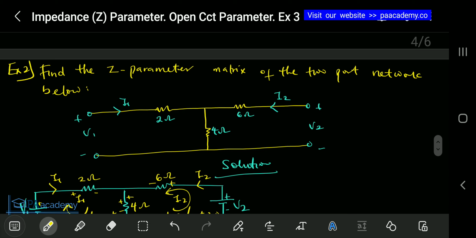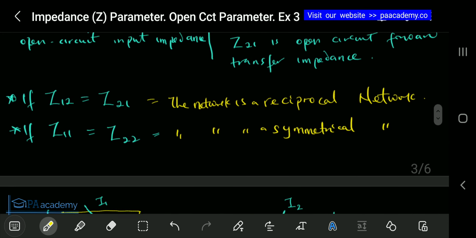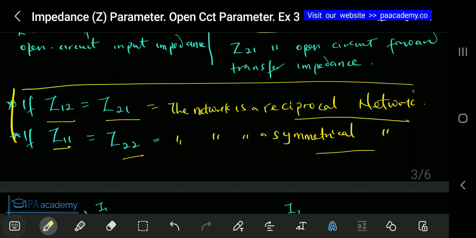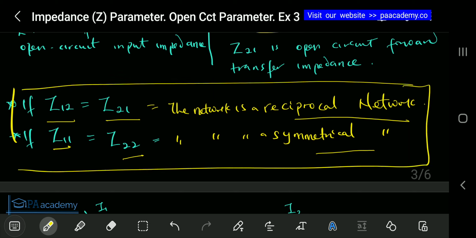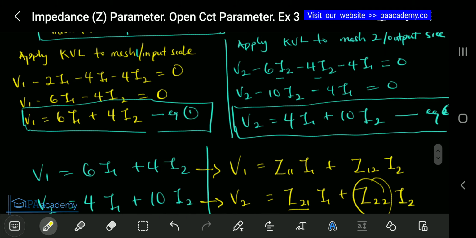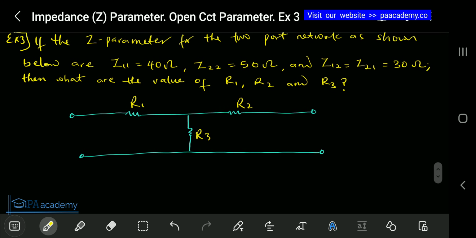The reason why I'm saying this is you might come across a question that will tell you, maybe determine if the circuit is a reciprocal network. I'm trying to scroll back to that part where I mentioned it. So you can see it here, that if Z12 is equal to Z21, it is a reciprocal network. And if Z11 and Z22 are equal, it is a symmetrical network. The reason why I had to go back is that you need to take note of this point. They are not just there for fashion, there's a reason that it's there. The question might ask you to determine if a network is reciprocal or symmetrical. That's one thing you need to take note of.